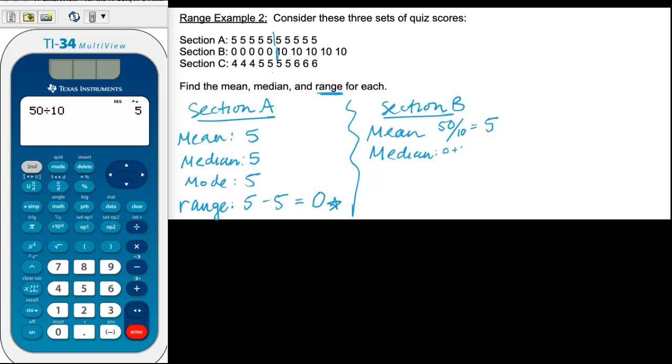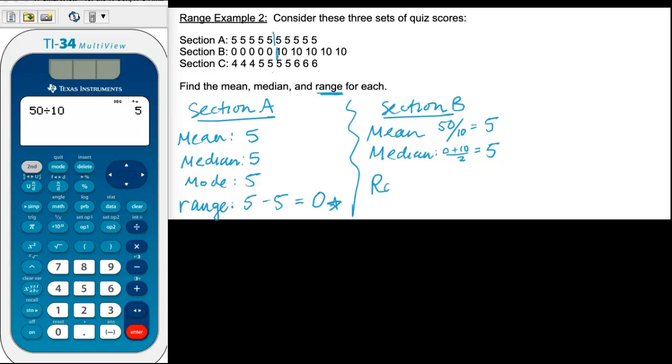So if I add 0 plus 10 and divide by 2 to find the middle, I get 5. And then look at the difference between section A and section B. They have the same means, they have the same medians. So if we're comparing these two classes just using that information, you might say, oh, they did the exact same. But you can see by the data sets that they did not do the exact same.